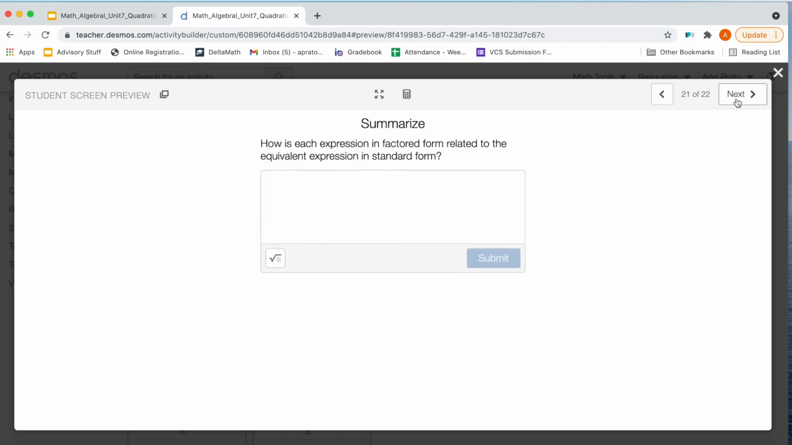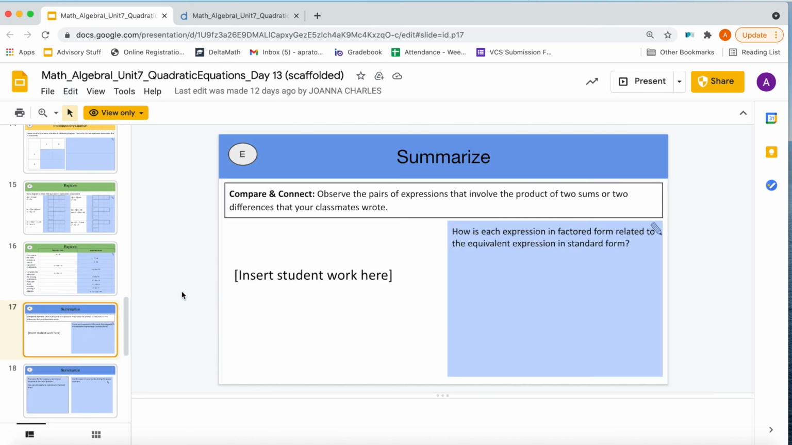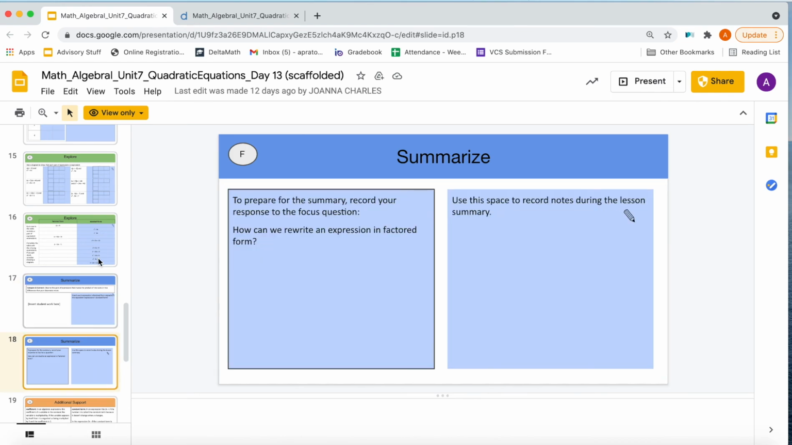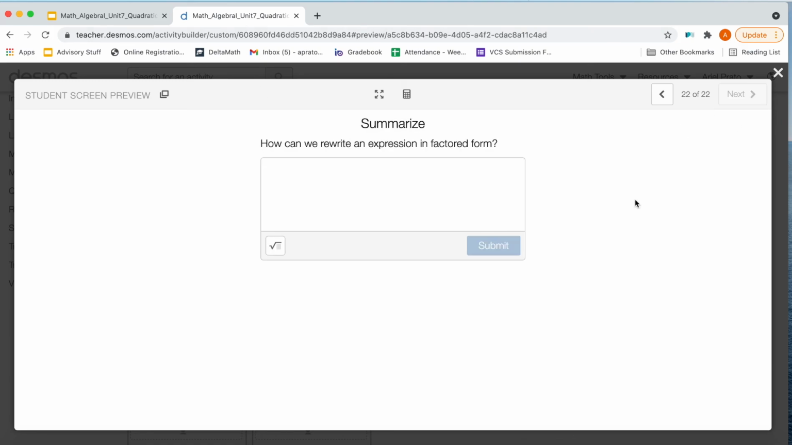And you can do different closing routines here. The lesson itself gives students a chance to do a compare and connect. You can even do a stronger and clearer to really emphasize and show students how you rewrite an expression in factored form from standard form.